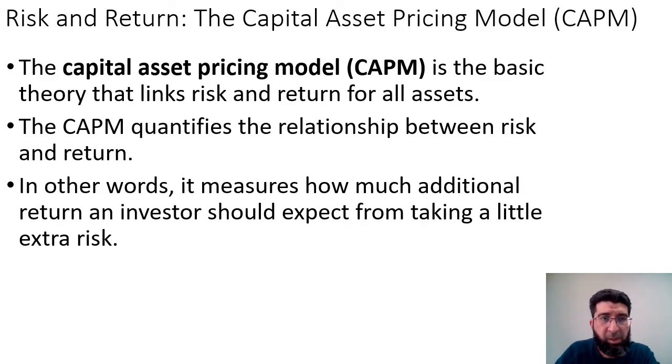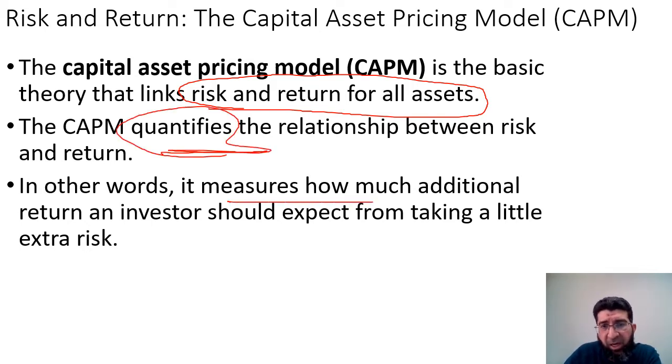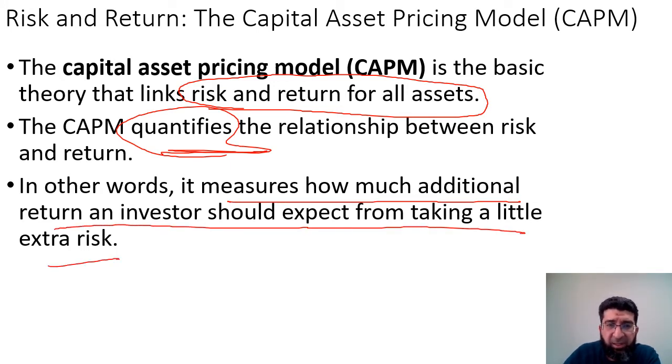Let's go on. So CAPM, the capital asset pricing model, is the basic theory that links risk and return for all assets. The smartness of this theory is that it depends only on two variables, risk and return. Now, the CAPM quantifies this relationship between risk and return. It measures how much additional return an investor should expect from taking a little extra risk. So high risk, high return basically tells us the compensation for a given level of risk in terms of returns.